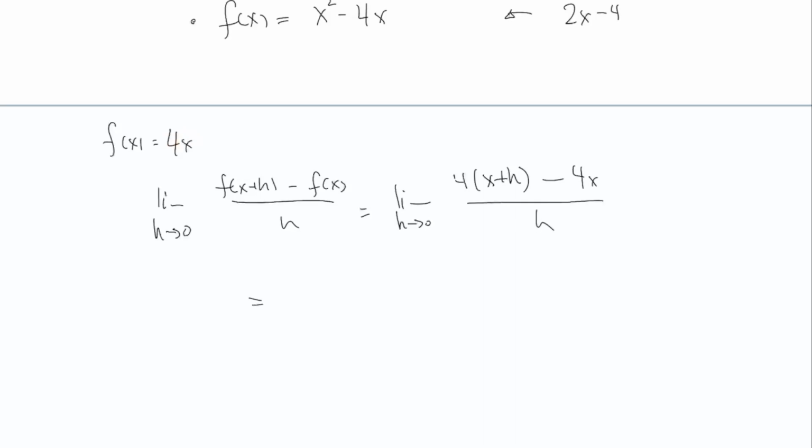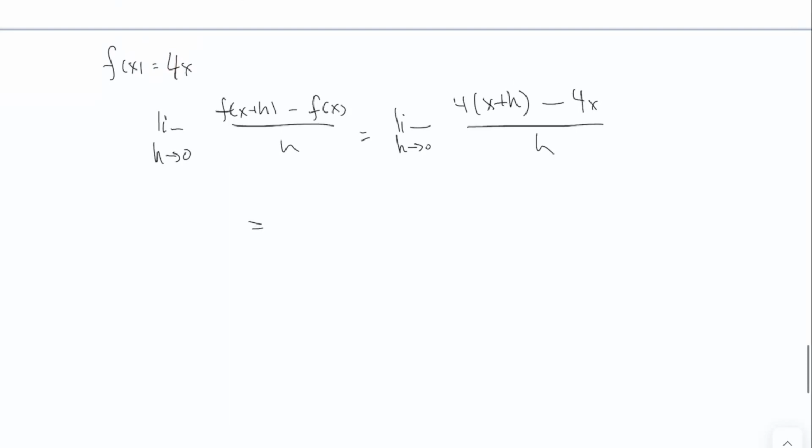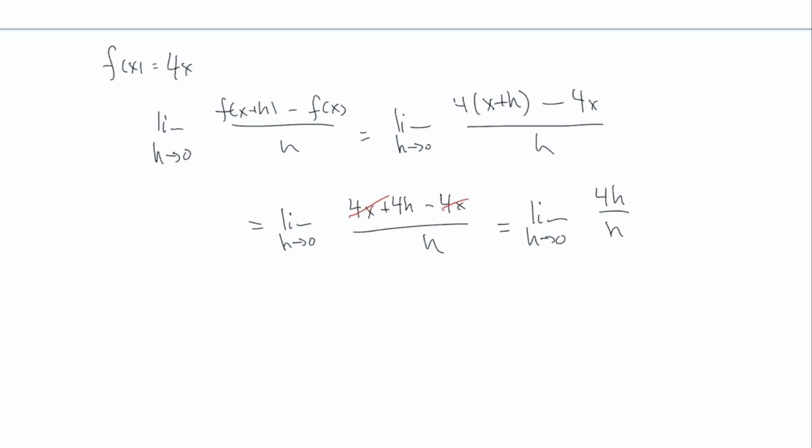And now what do we do to simplify? This one, there's no FOIL involved. You just distribute the 4. It works out nicely. 4x plus 4h minus 4x divided by h. You cancel the 4x's. All that remains is 4h. So this is the limit of 4h divided by h. And now I can cancel the h's, as we usually do, and then all that remains in the end is 4.